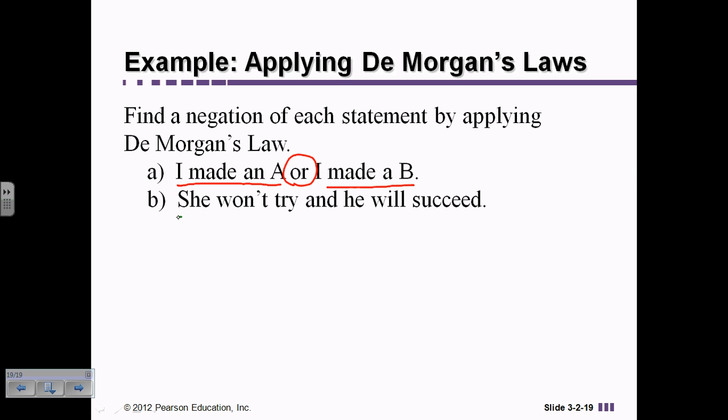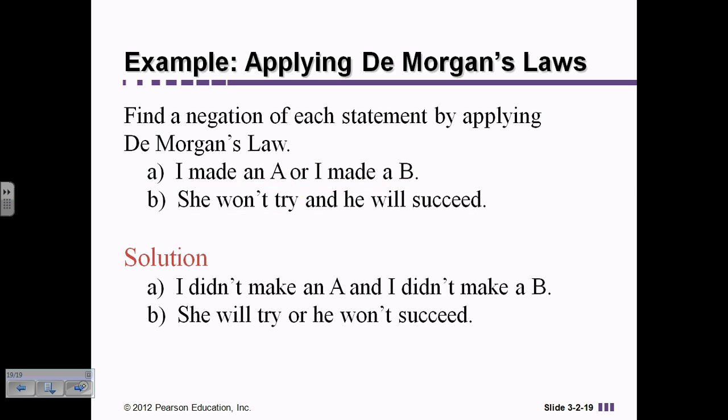On this one, three parts: she won't try, he will succeed, and then the and symbol, or the word and. So the negation of she won't try is she will try. The negation of he will succeed is he will not succeed. And the negation of and is the word or. So our new statements using De Morgan's law are: I didn't make an A and I didn't make a B. And the negation of the second statement is she will try or he will not succeed.